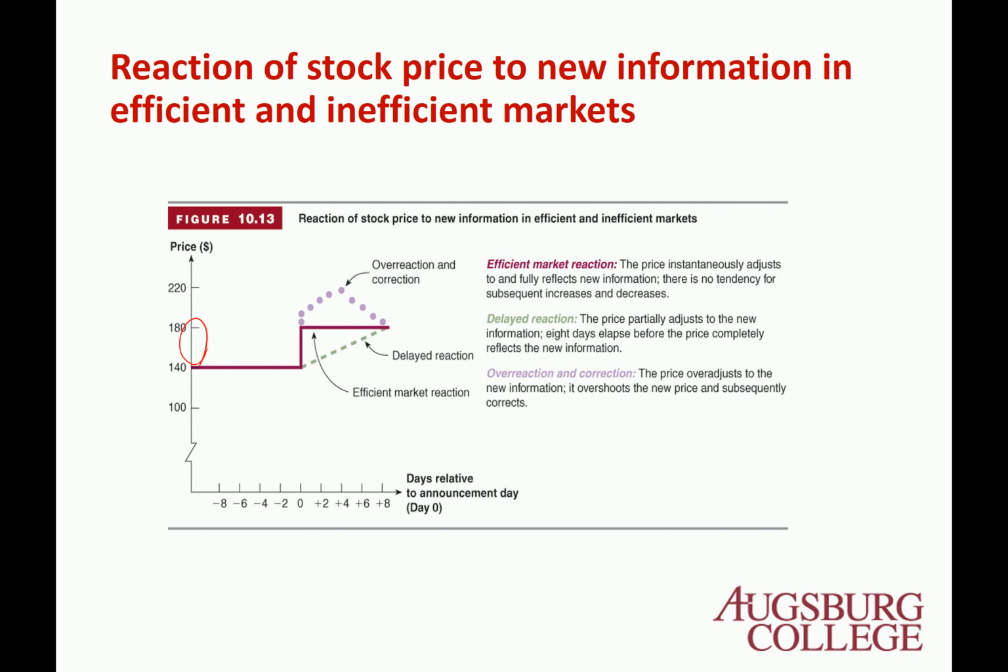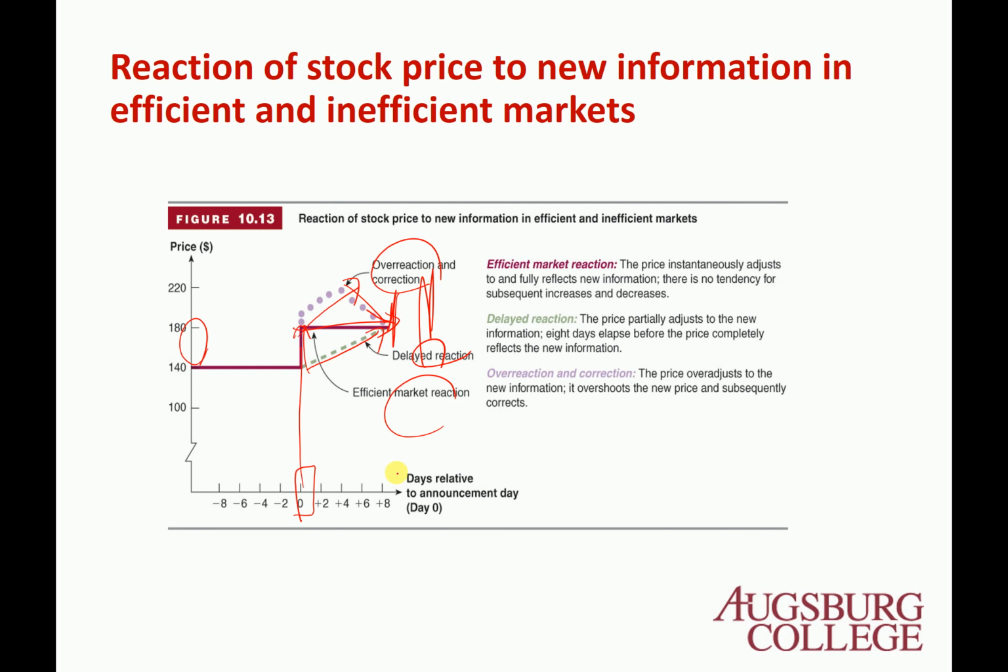Okay? Then when this information is announced, the price should immediately increase by 40, the value of the information, and just keep the price. That's an efficient market. However, we know that sometimes people overreact to this news, so the price increases higher than the value of this information and then gets back to the fair price. Or sometimes people delay their reaction, so the price gradually increases to $180 here. This case is kind of an inefficient market.